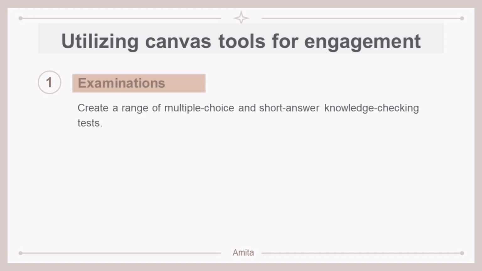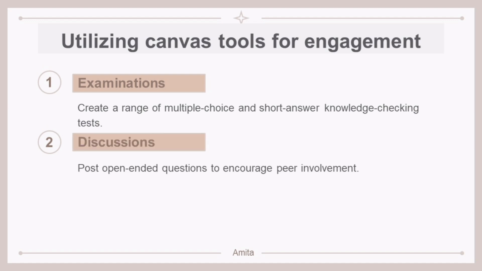Now, how to utilize Canvas tools for engagement. The first one is examinations. For examinations, we can create multiple choice or short answer knowledge checking questions, or use automated grading and question banks for efficiency and randomization. The second one is discussion. For discussion, we can post open-ended questions to encourage peer involvement, and use multimedia videos and links to enrich our discussions. Depending on participation, provide feedback and issue grades.